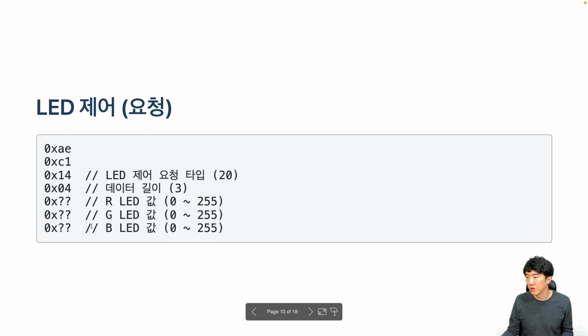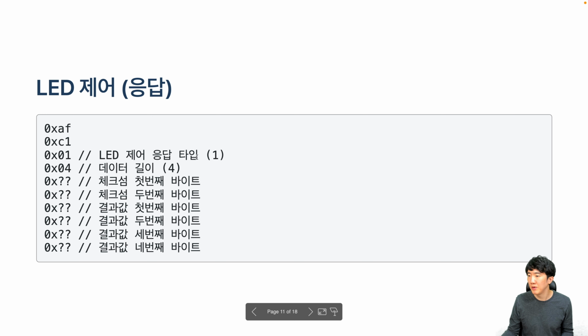After that, you can enter each RGB value here, between 0 and 255. This is 3, not 4. Let me say it again. Then, just like when making a request and receiving a response, the type here is 1, and the result value is checked as a 32-bit value, confirming whether it succeeded or failed with 4 bytes.